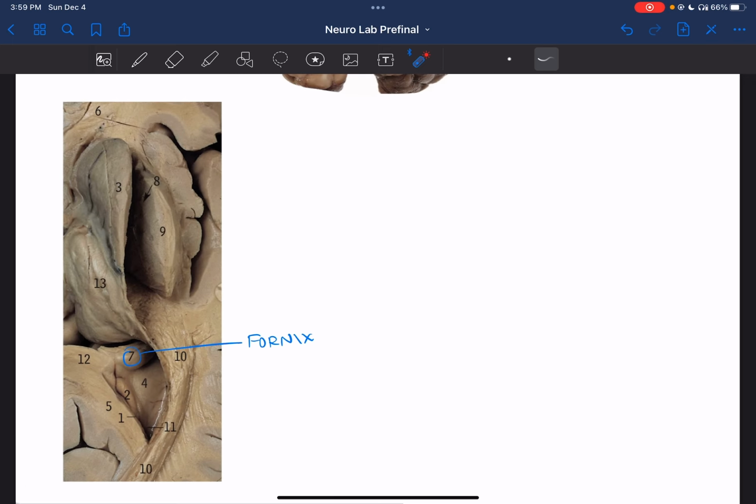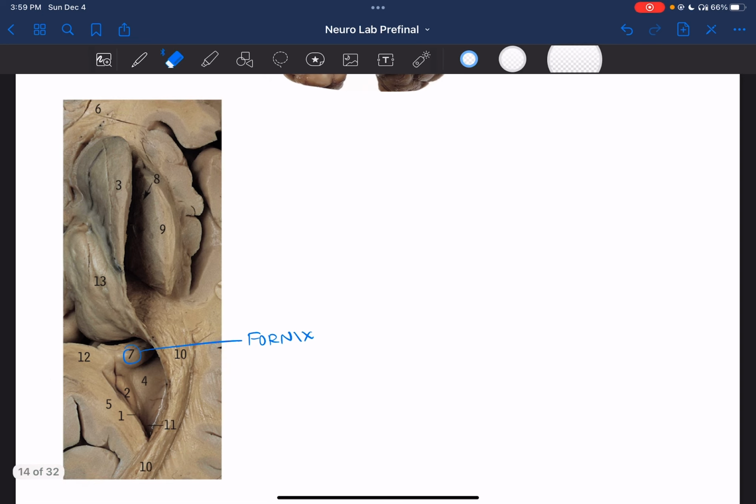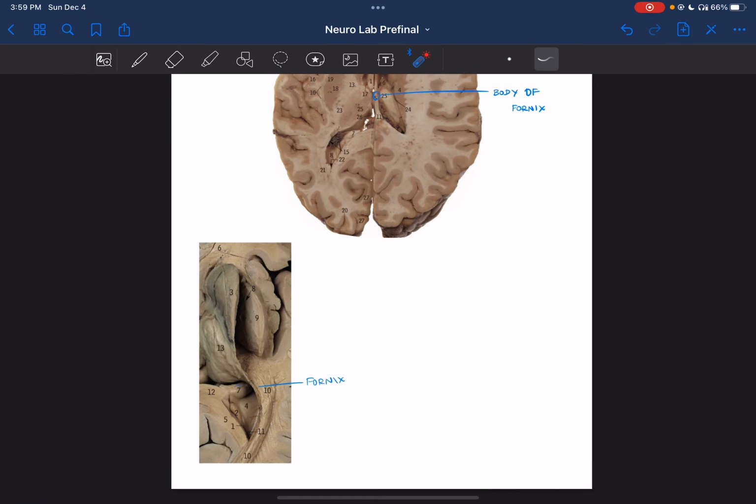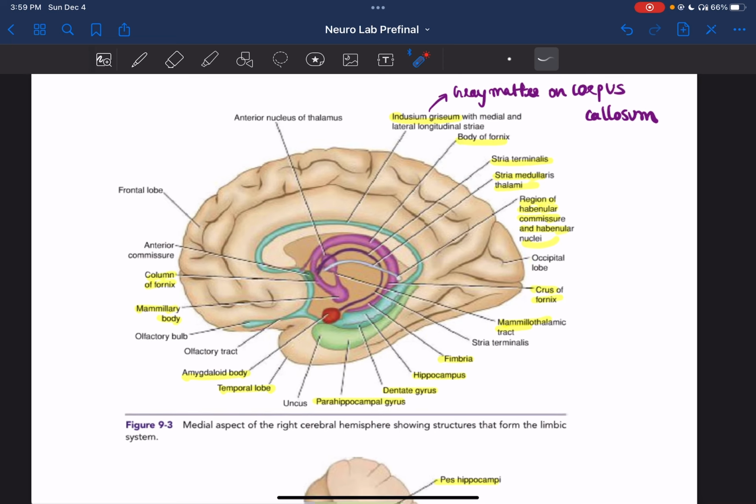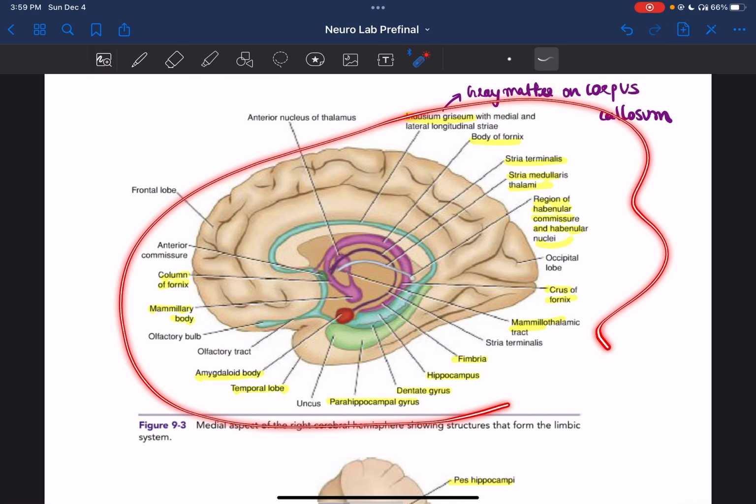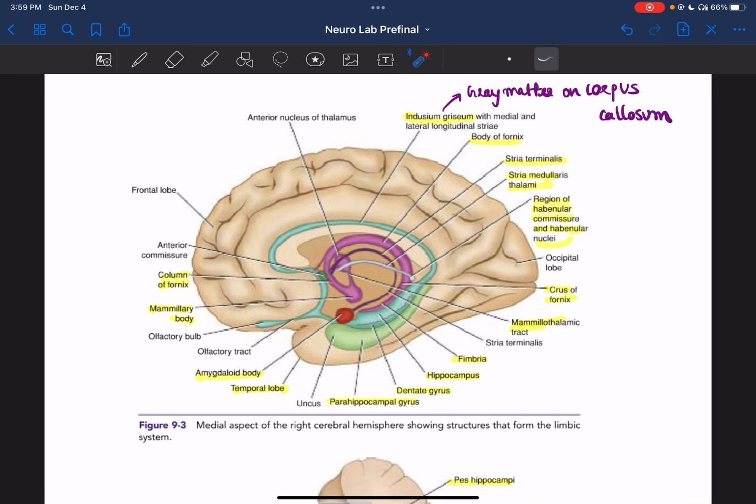Now what about here? Remember this diagram? This is the right cerebral hemisphere. In this you can see the fornix right over here. This 7 is your fornix. Okay, again, just to review, you can look at these diagrams by yourselves. Whatever we discuss there is also going to be here.